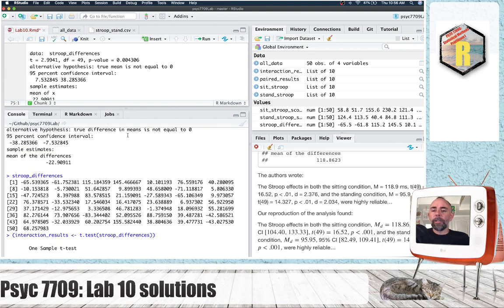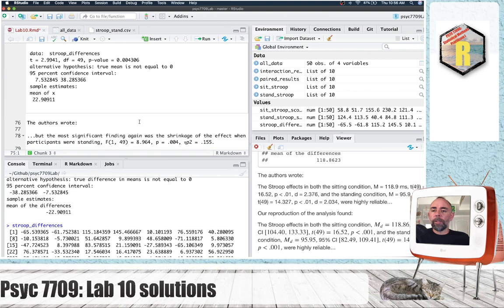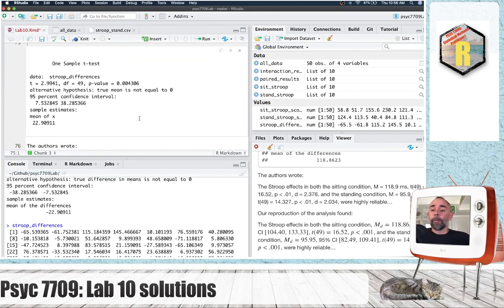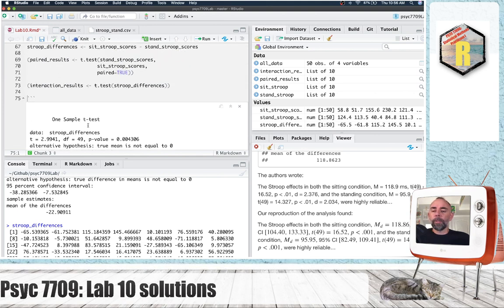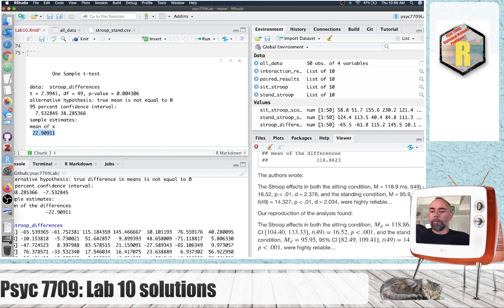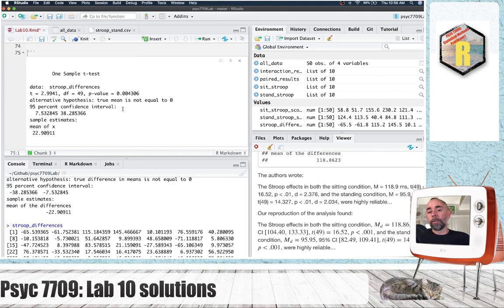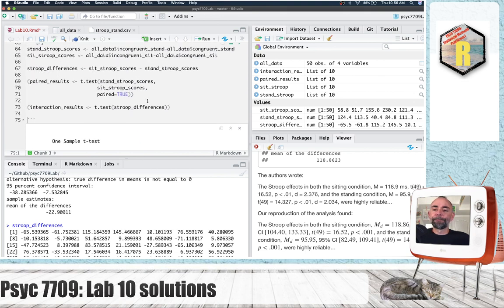So we've done a t-test, and the t-test suggests that the mean difference of 22, so the way to interpret that is that the Stroop effect when you're sitting, this difference is 22 milliseconds larger than the difference over here when you're standing. And that difference is unlikely to be due to chance according to this t-test. It has a 0.004 p-value.